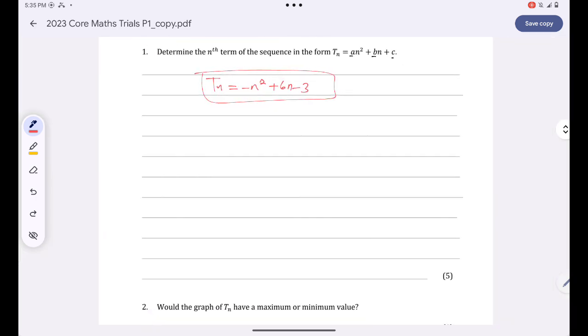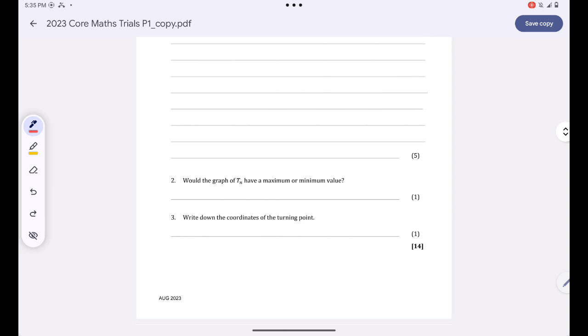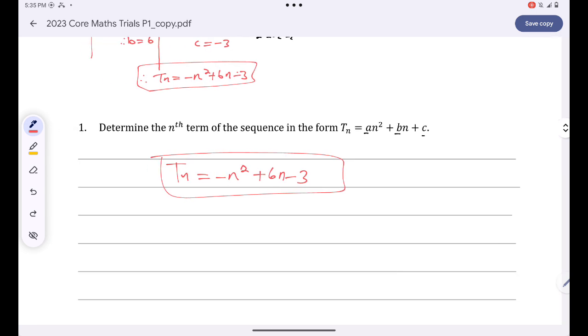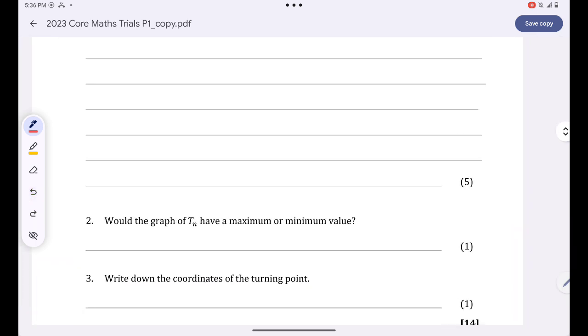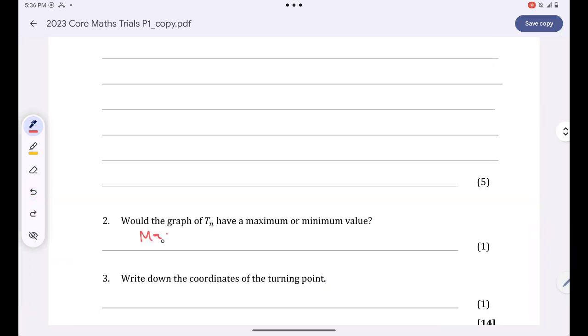That's our nth term. Okay, and then now we are being asked, would the graph of Tn have a maximum or a minimum value? Okay, if the value of a over there, guys, is negative, that simply means our graph is concave down. And if our graph is concave down, we will have a local maximum. Are you together? But if the value of a was positive, our graph was going to be concave up. That means we would have a local minimum. So right now, I will simply have a maximum value.